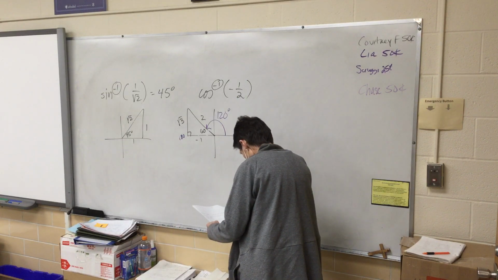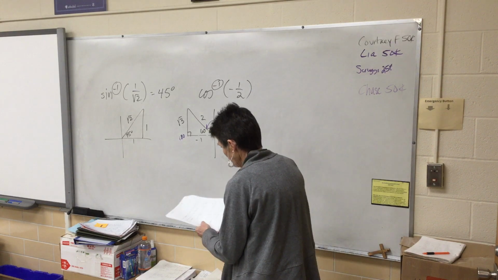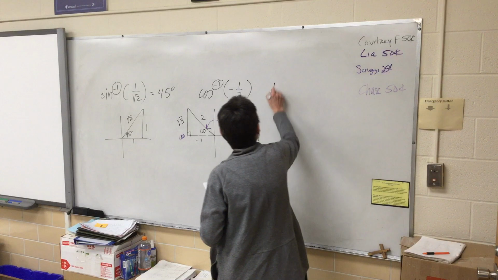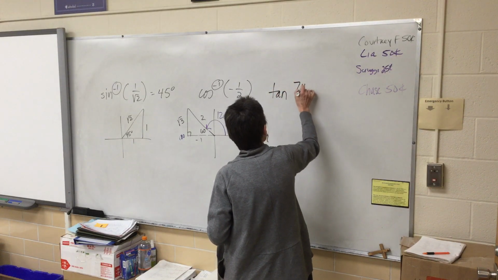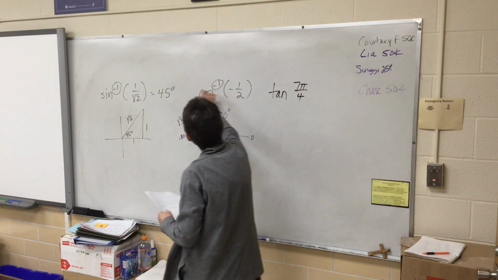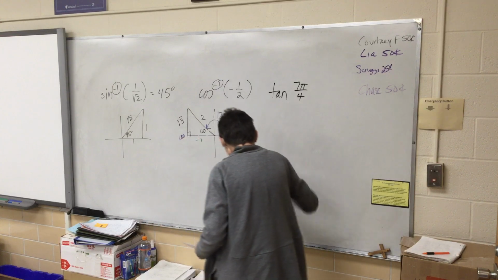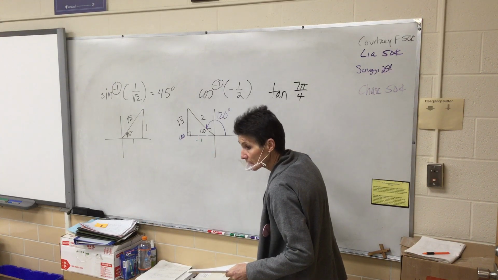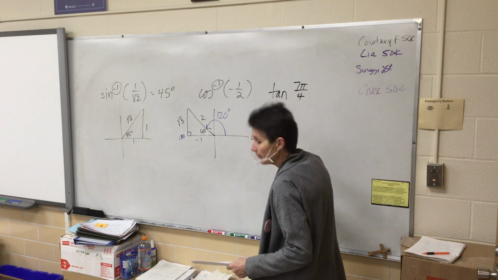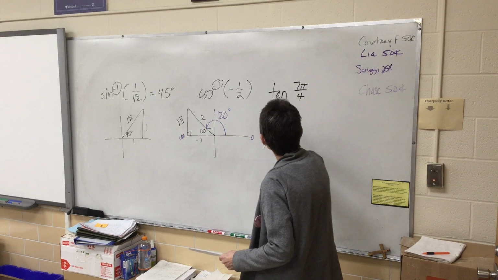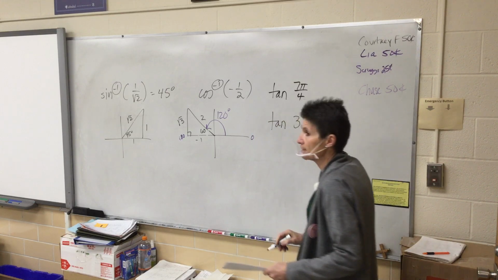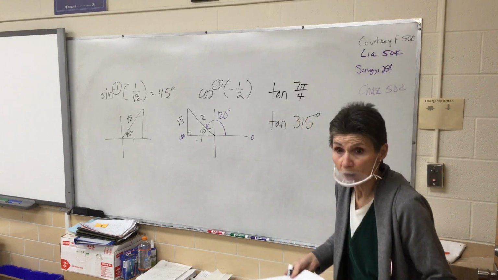All right. Tangent 7 pi over 4. What's the first thing we're going to do with this? This is a different kind of problem. It doesn't have that notation. So I'm just going to do 7 times 180 divided by 4, which is 45. Yep, exactly. So the first thing we're going to do is change it into degrees so we know where to draw it.